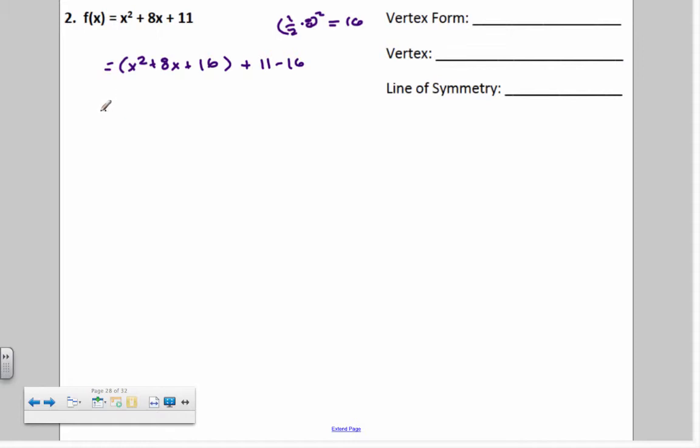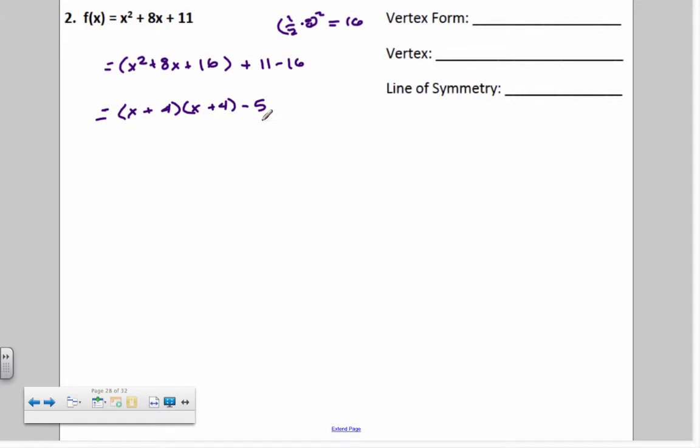Then what I do is I think about my properties. I'm going to factor this. Remember we talked about two numbers that multiply to 16 and add to 8. Well, they both have to be positive, and we know that half of b is 4, so we're going to add 4 in my factoring here. And then at the end here, we can just add these two together, and we get 11 minus 16 is negative 5.